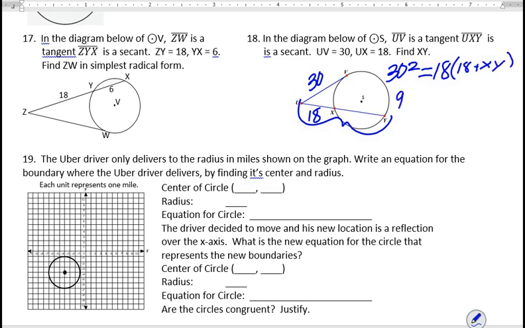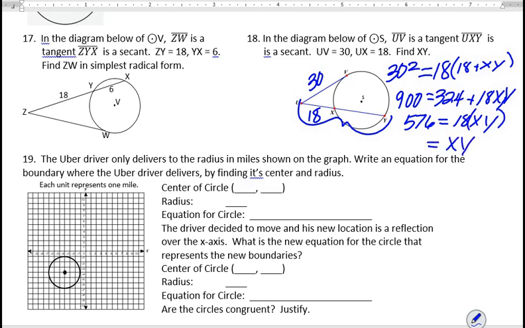So this is going to be 900 is equal to 324 plus 18XY. Subtract the 324 from both sides and we get 576 is equal to 18XY. Remember, that's one term. And then we're going to divide both sides by 18. So XY is equal to 32.